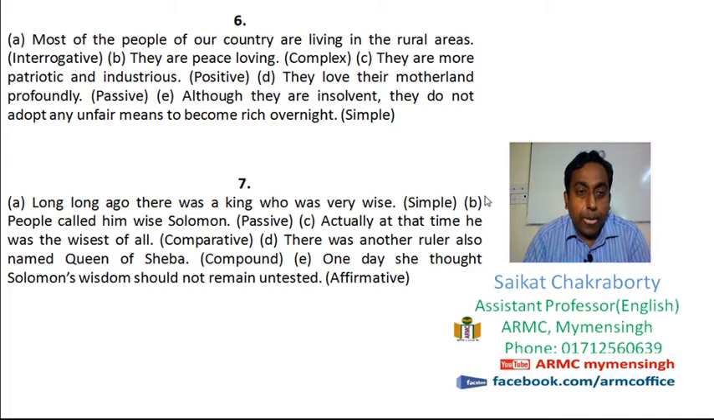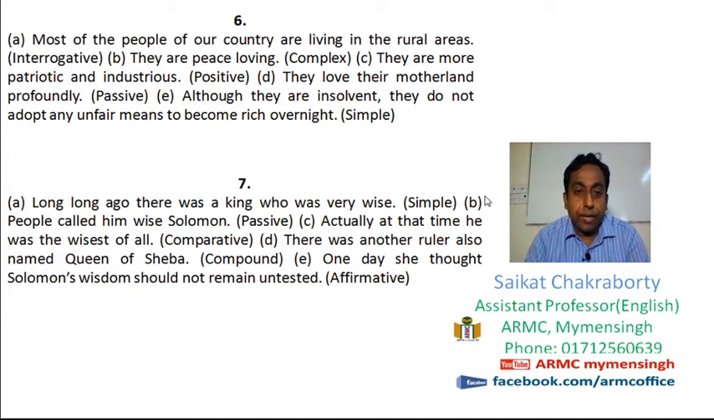Then number 6, most of the people of our country are living in the rural areas. Interrogative. Most of the people of our country are living in the rural areas. Look, here we have found are, an auxiliary verb, so we can bring it in front of the sentence to make it interrogative. Then we can say, aren't most of the people of our country living in the rural areas? Because if you do not make it negative interrogative, then it will lose its meaning. Then mostly you will have to use negative interrogative form.